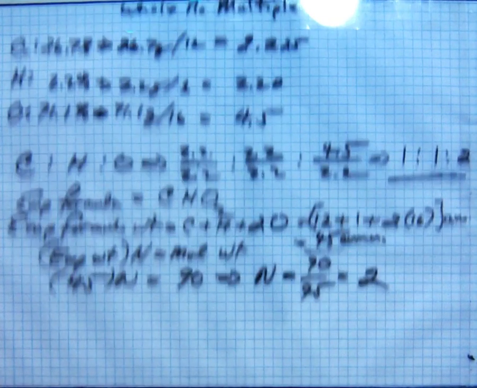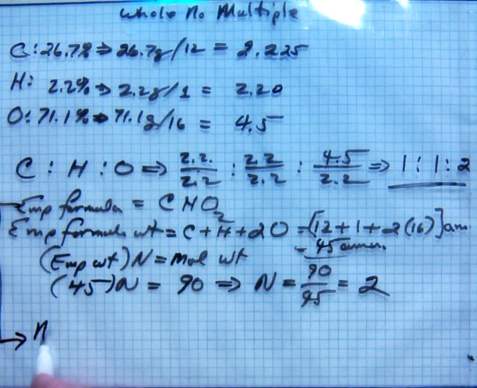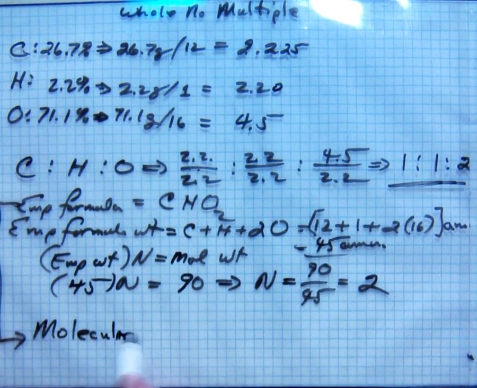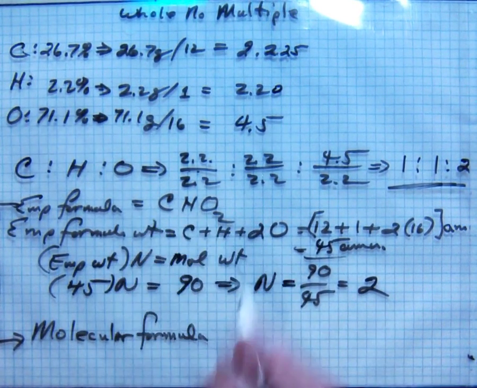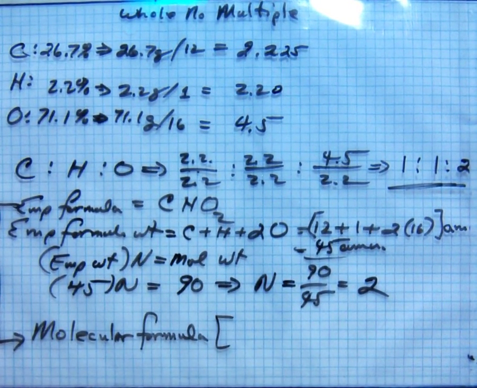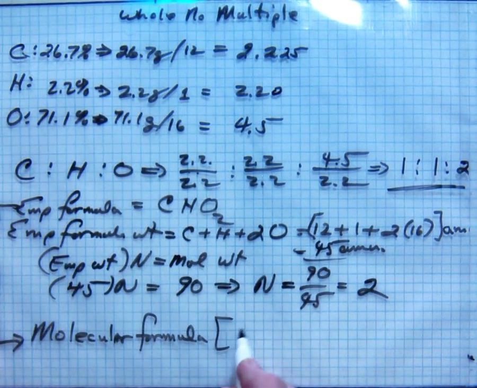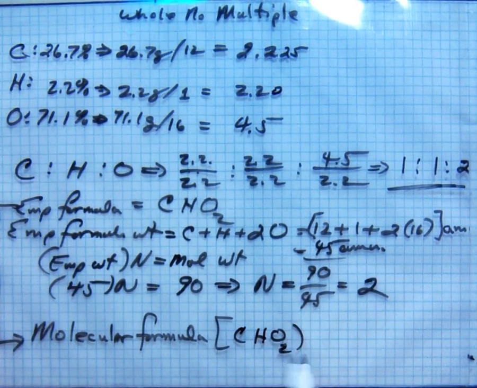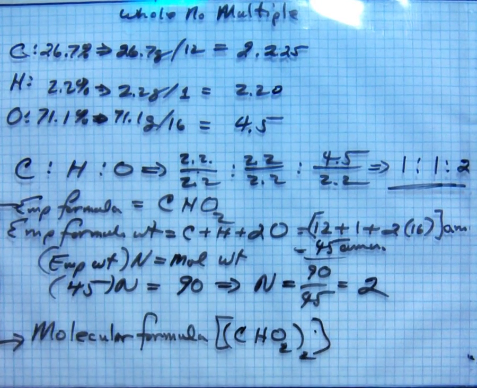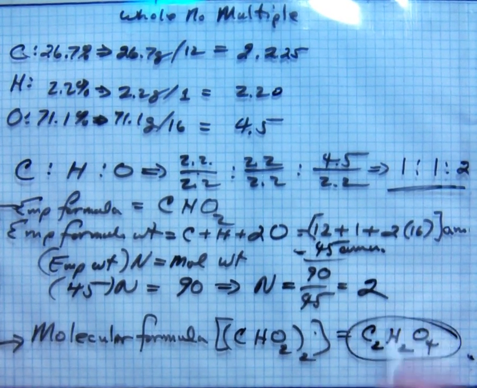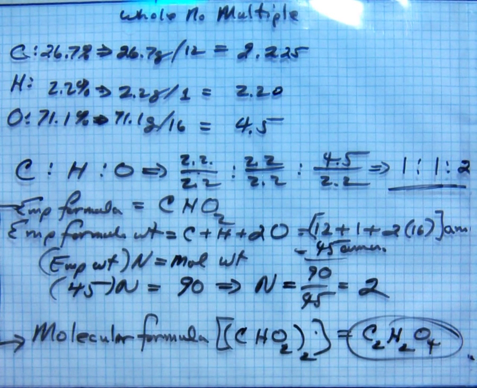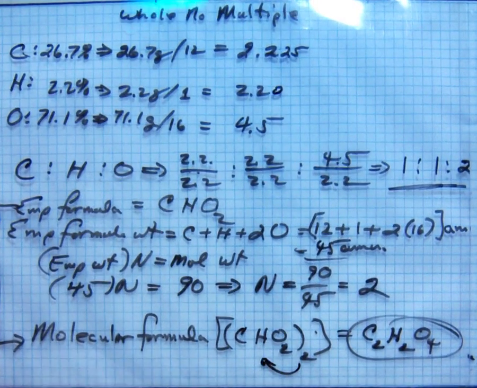So the molecular formula now is distributing this 2 through the empirical formula. This is not a real symbology, you wouldn't use this, but for academic reasons, I'm putting it in: 2 times CHO2 to give you an idea. This is distributed through, and the formula would be represented as C2H2O4. That would be the molecular formula in the end. So it's just showing you this would be distributed through the rest of the formula.